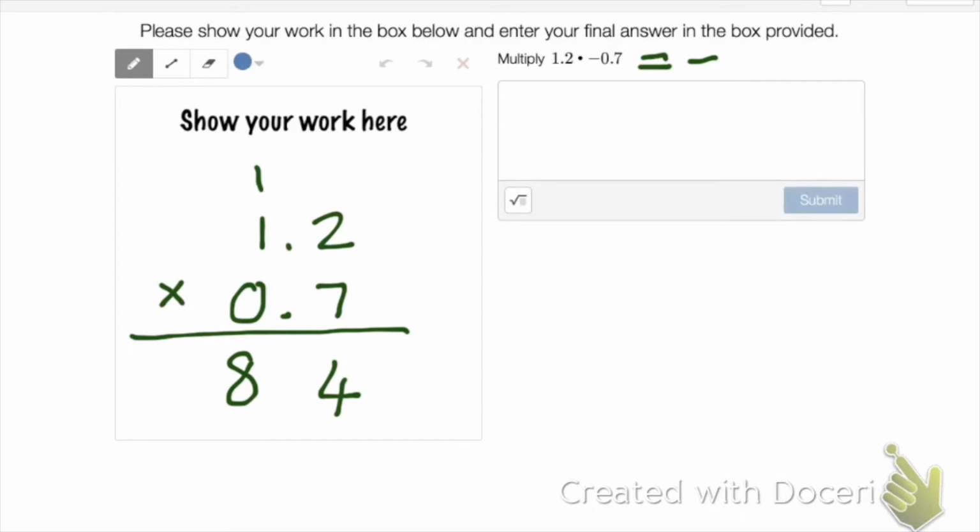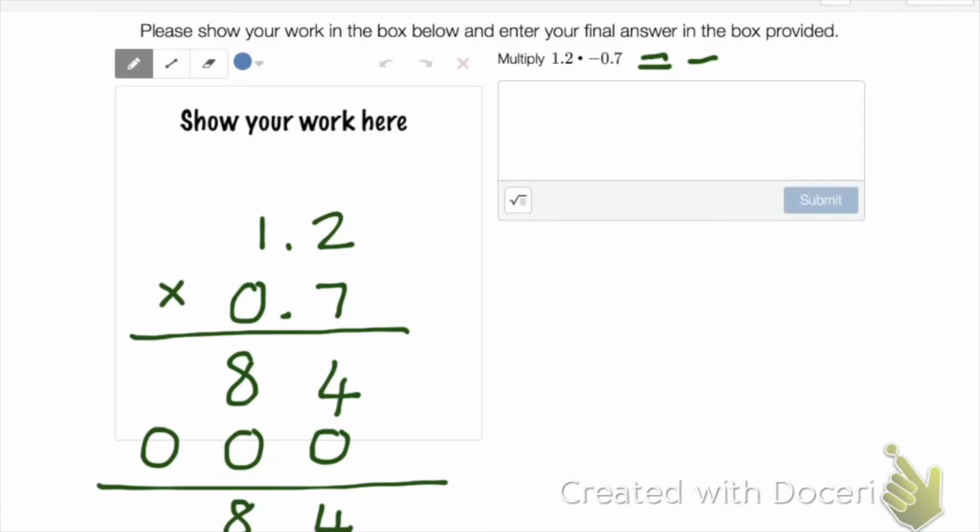So we're done with the first one. So let's erase the carryover number. So 0 times 2 is 0. 0 times 1 is 0. We put 0 on the placeholder. And then we add them up.